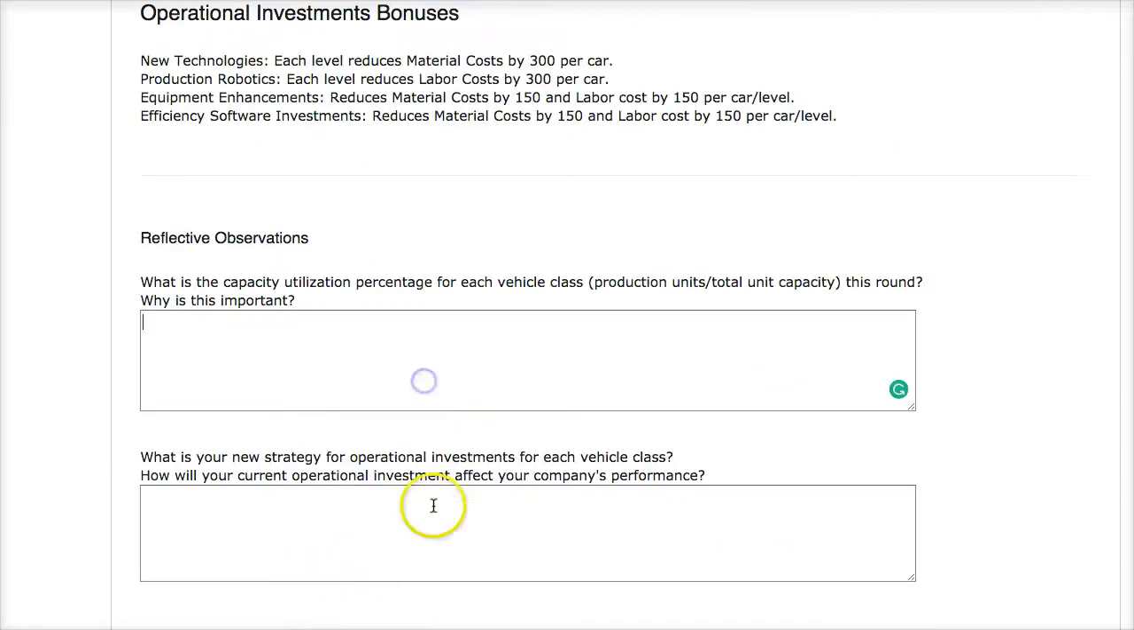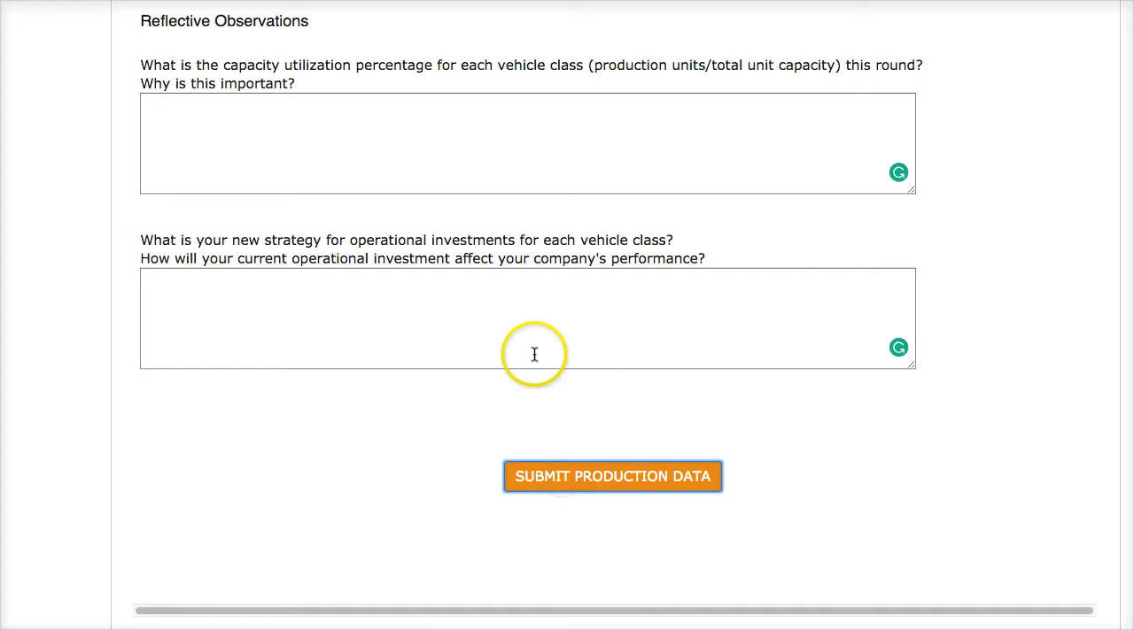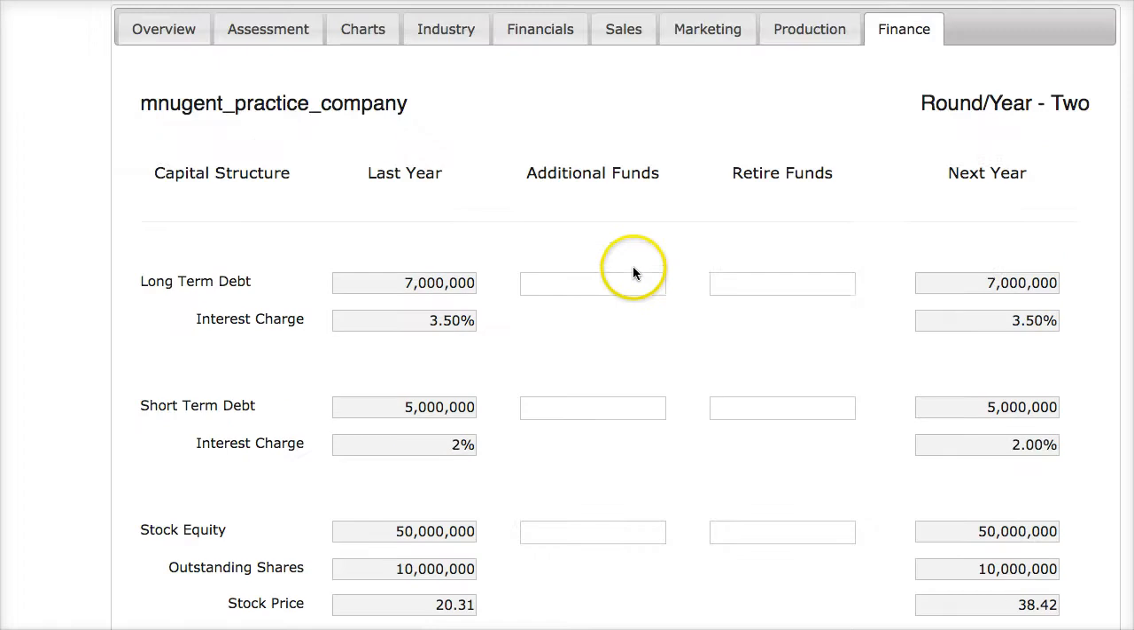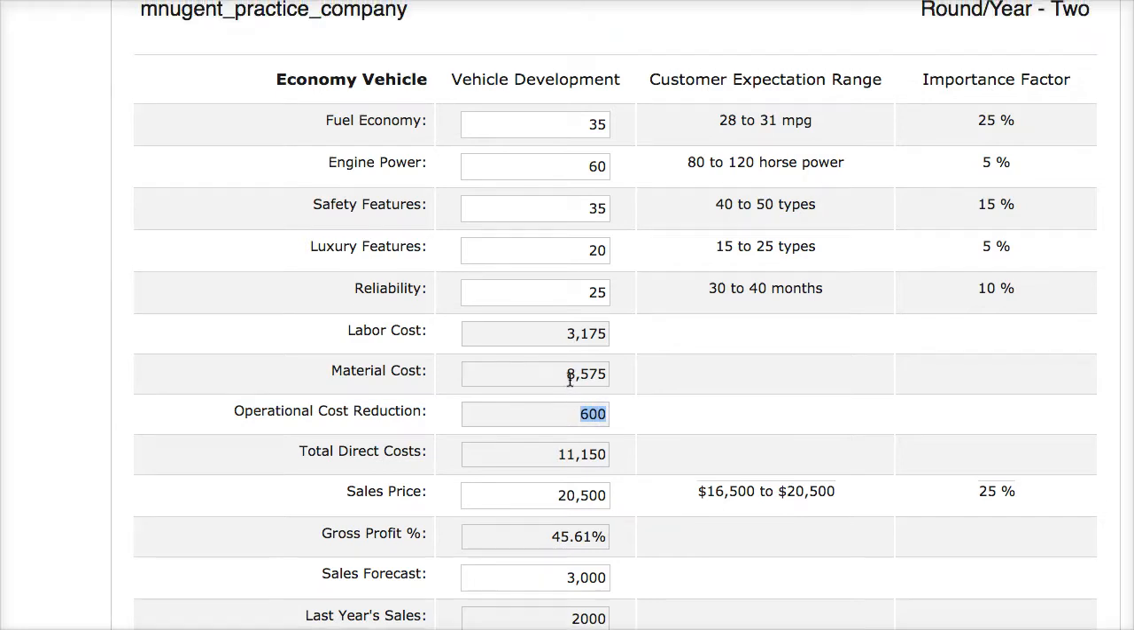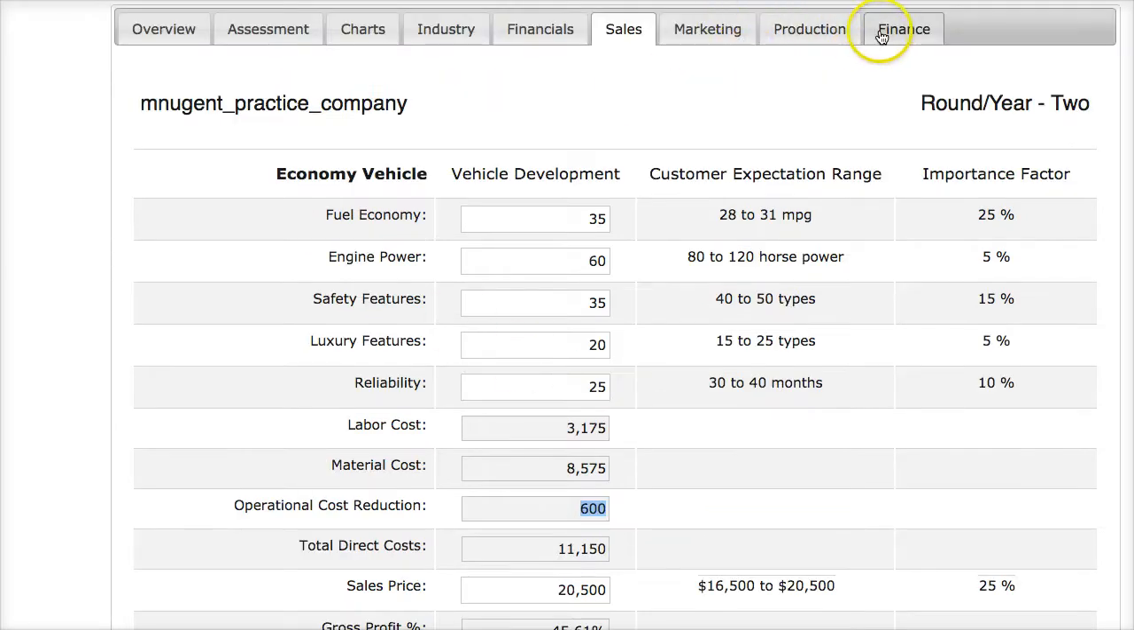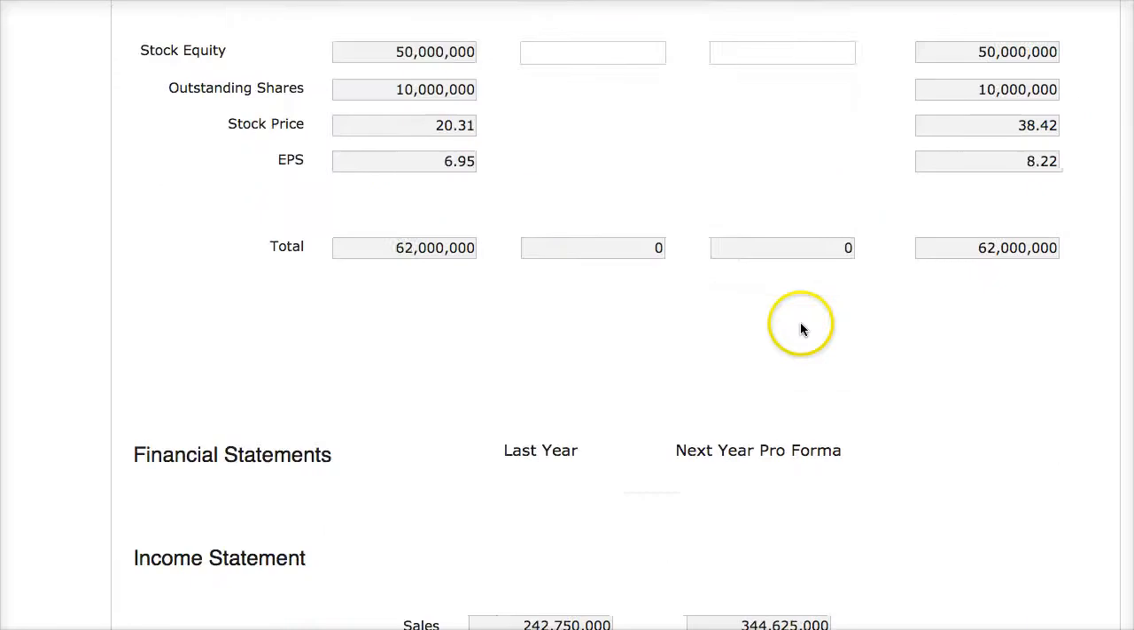Now remember, you don't have to fill out these reflective observations in the short summer session. It's something I do when we have a longer semester. Now, another thing I'll look at is where those operational cost reductions are. They're here on the screen, but you don't get them the same round you buy them. It takes a year before they actually land and make it efficient.